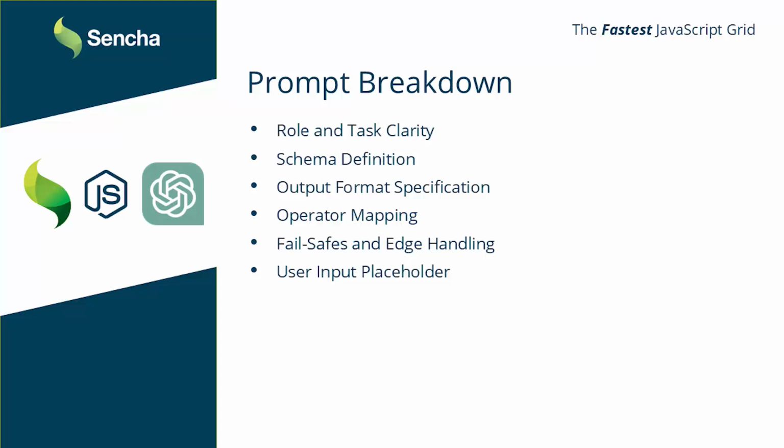Our prompt will have to be broken down into the following 6 parts. We're going to specify a role and task for clarity. We are going to define our schema. We are going to specify the output format. We are going to specify the operator mapping. We're also going to add a few fail-safes, and we're going to add the user input into our prompt.